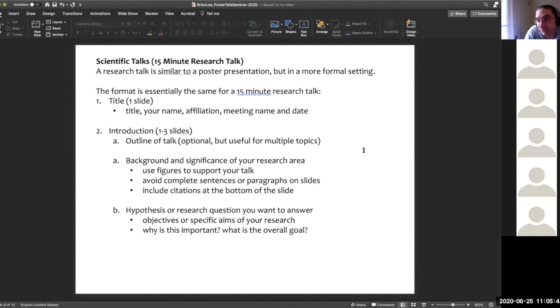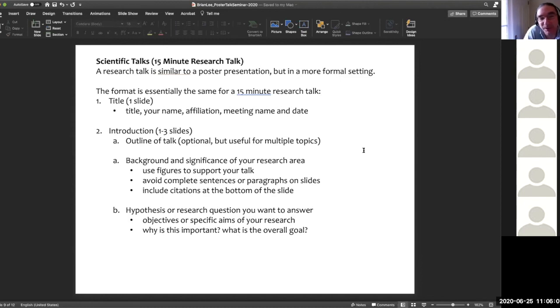Include citations. If there are references and citations, include those at the bottom of the slide. If you're collaborating with someone, you could include the name of your collaborator at the bottom of the slide if they helped out with one particular experiment or something like that. We'll get into that next when we get to results. Sorry, getting ahead of myself.